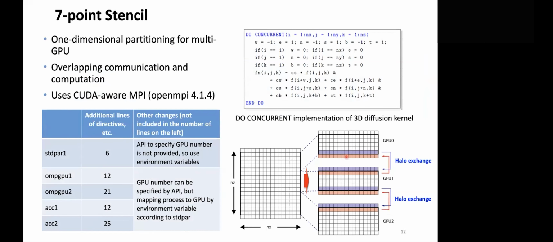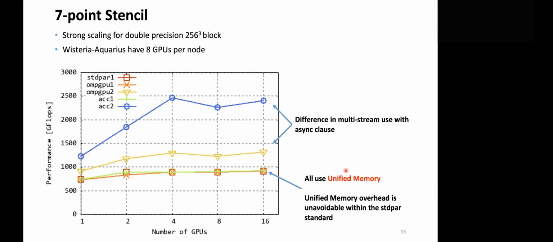And the last case is the 7-point stencil. This is a calculation pattern that often appears in fluid simulations. This implementation overlaps the halo exchange communication and the calculation. So this is the result of the 7-point stencil on multi-GPUs.